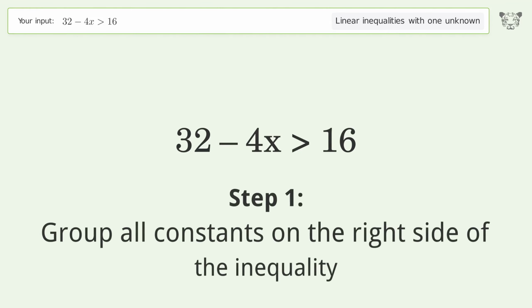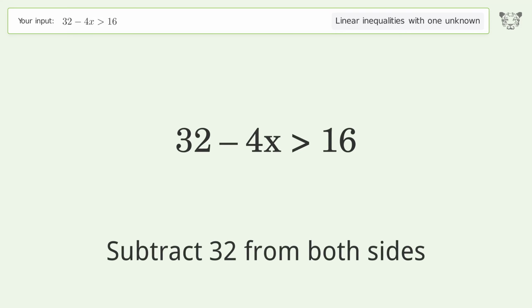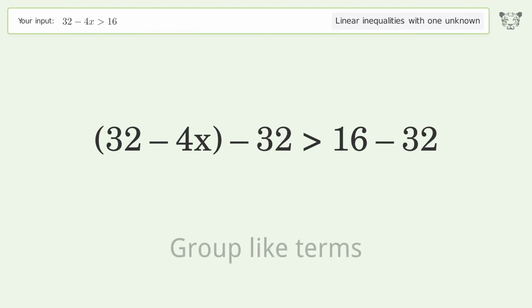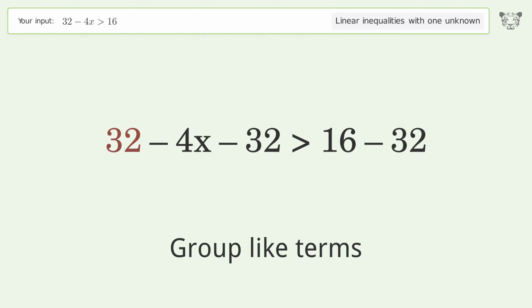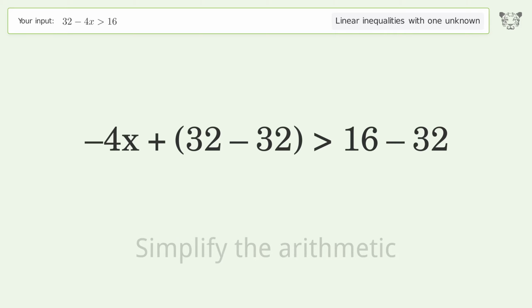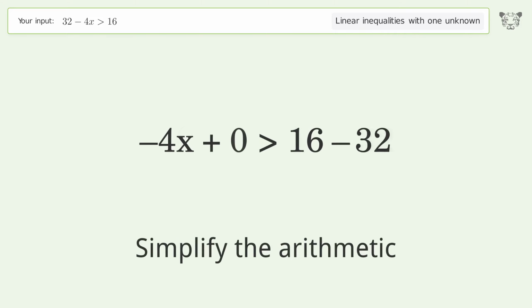Group all constants on the right side of the inequality. Subtract 32 from both sides. Group like terms. Simplify the arithmetic.